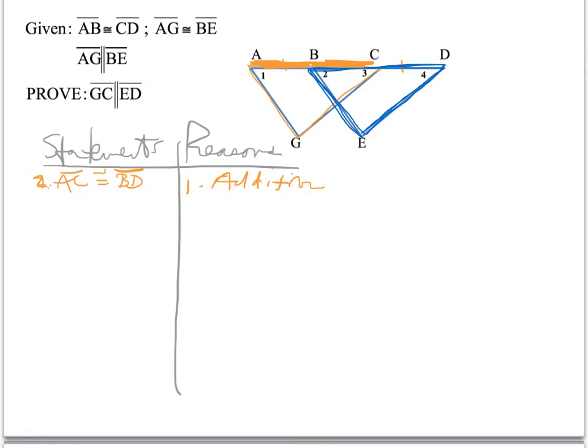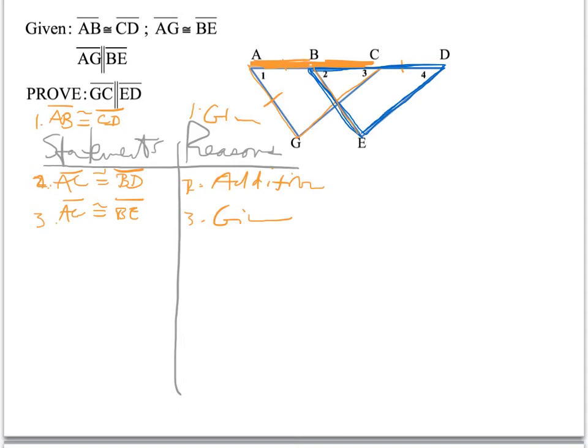Shockingly enough, I forgot to put our givens in. So let me do that real quick. Step 1, I'm just going to put it up here. You guys can make yours more neat and organized. AB is congruent to CD. That's step 1, that's given. And then of course I have my addition. Step 3, AG is congruent to BE. That's also given. Perfect. AG and BE.